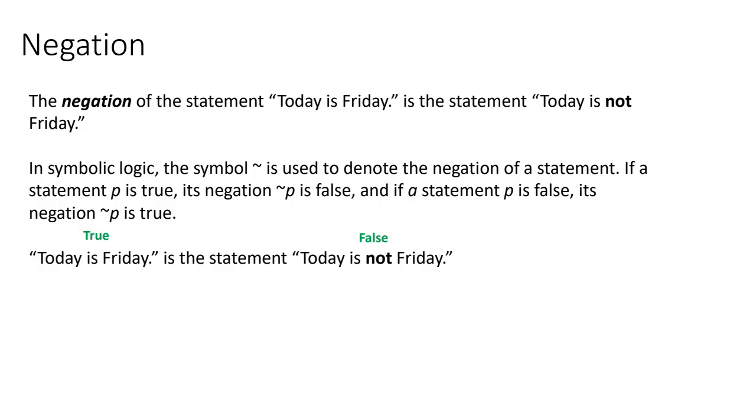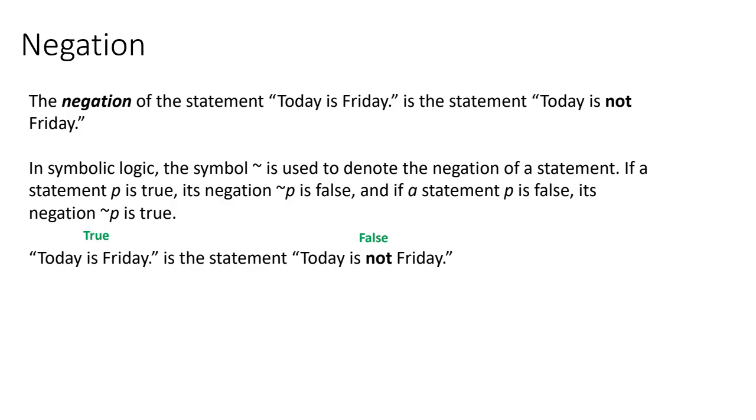So I mentioned the symbol for the negation. What do I mean by the negation? Well, if I have a statement such as today is Friday, the negation of that statement would be today is not Friday. So kind of like the opposite. To give you another example, if I say I am not tall, then the opposite would be I am tall. So the negation is always the opposite.